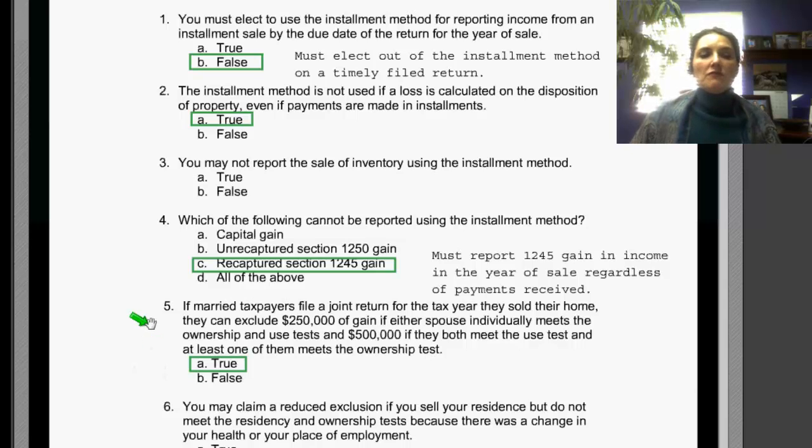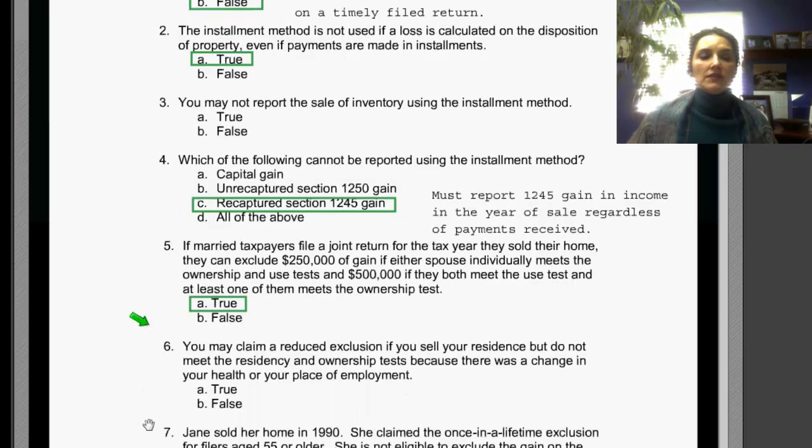Number 5, if married taxpayers file a joint return for the year they sold their home, they can exclude $250,000 of gain if either spouse individually meets the ownership and use tests, and $500,000 if they both meet the use test and at least one of them meets the ownership test. Well, that's true. There's not a requirement that both spouses be owners of the house, only that both spouses occupy the house. And as long as one of them owns the house for 2 out of the last 5 years and both occupy the house for 2 out of the last 5 years, they can exclude the full $500,000.